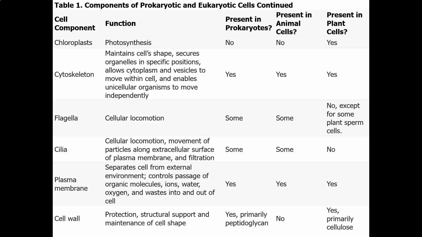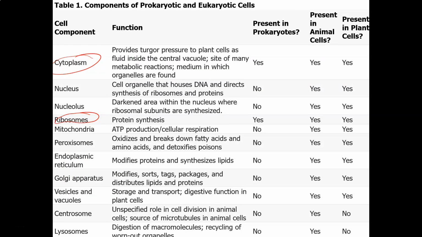Okay, if you keep going, let's see here, cytoskeleton. Sometimes flagella, sometimes cilia, because different cells have these structures to help them move. And the plasma membrane is found in all. So everything I've circled is found in all types of cells, whether they're prokaryotic or eukaryotic. And then you can go through and make sure that you know which structures are found only in animal cells, not plant cells. And that's going to be your lysosomes.